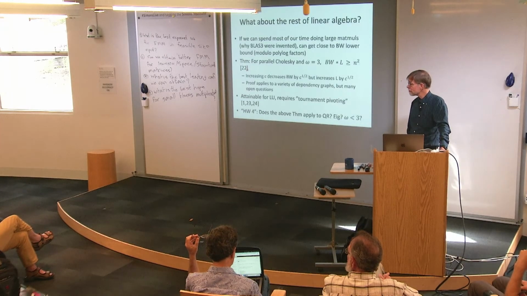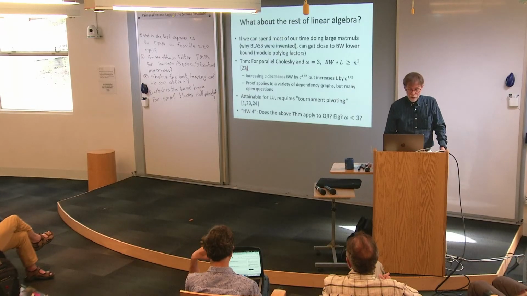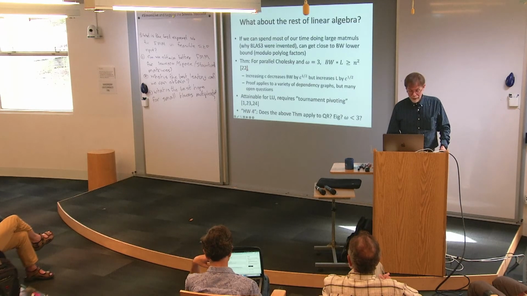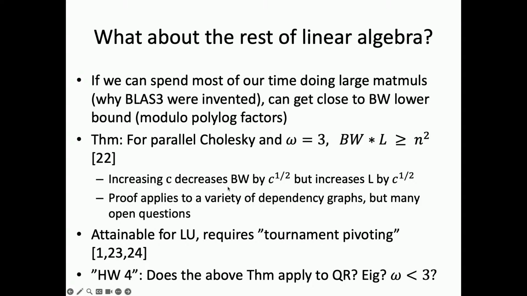Yes. And so homework 4, again, this might be hard, is: does this lower bound theorem, which depends on the dependency graph, apply to other standard algorithms like QR or eigenvalue problems or Strassen or whatever?